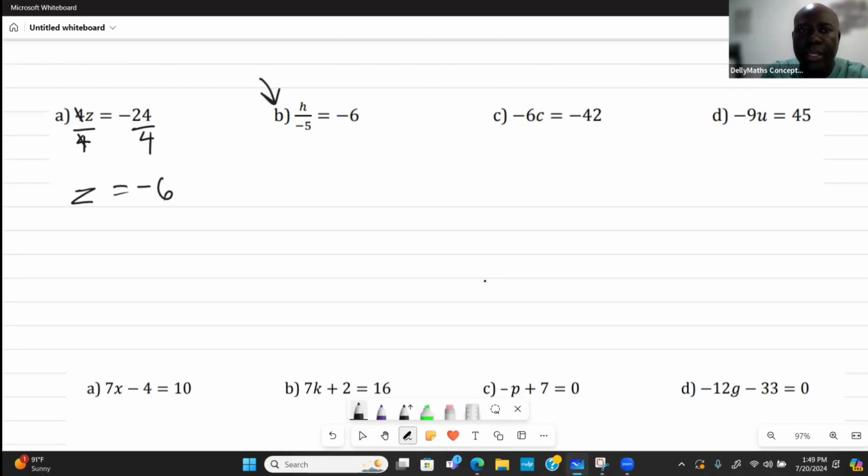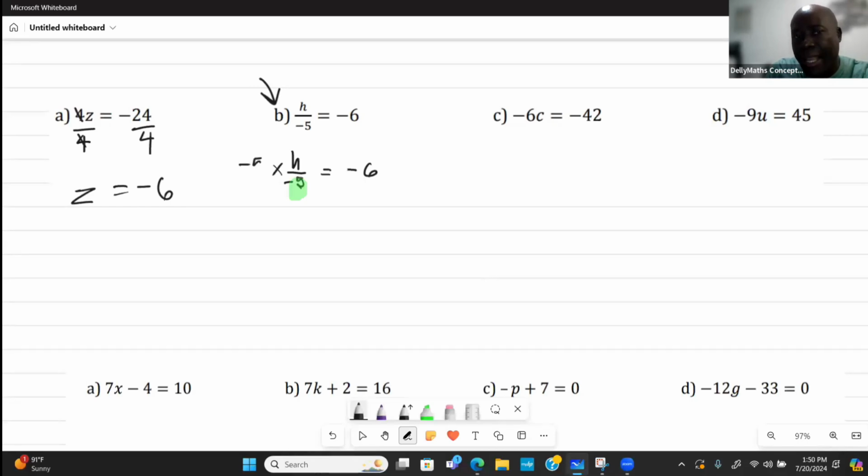In this situation here at B, we have h divided by negative 5, which is equal to negative 6. All we have to do is observe what's going on. h is divided by negative 5. So let me rewrite this. We have h, divided by negative 5, and the result of it is equal to negative 6. We want to get rid of this negative 5 right there. What is the opposite of negative 5? The inverse of it, right? In other words, not the opposite of negative 5. What I meant was, what is the inverse operation to dividing by negative 5?